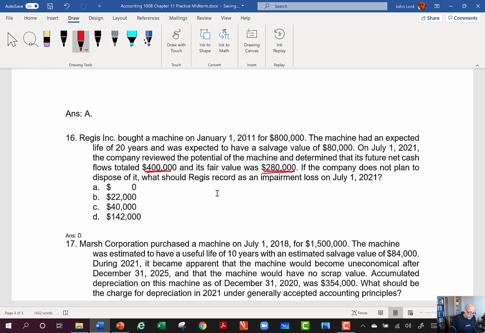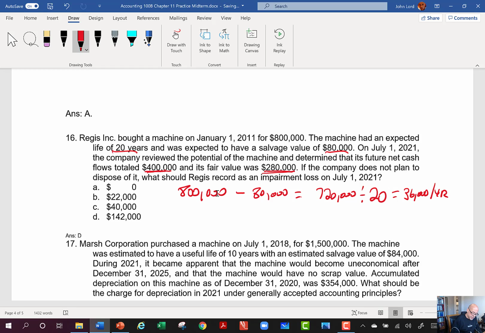So I've got to figure out what is the book value of this $800,000 of equipment they bought. I take this $800,000 and subtract the salvage value they gave me, which was $80,000. That means I have a depreciable base of $720,000, and I'm supposed to divide that by the 20 years. That gives me $36,000 per year that I should be taking on this.